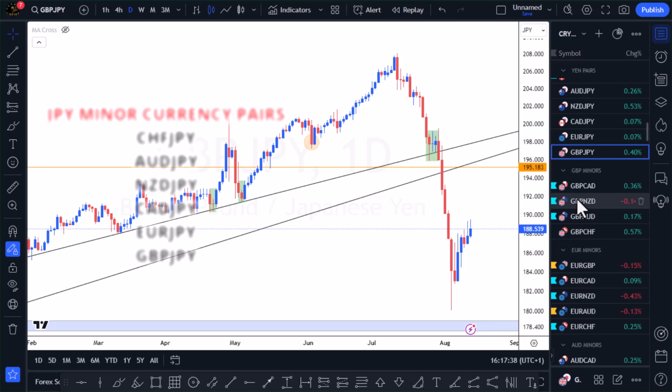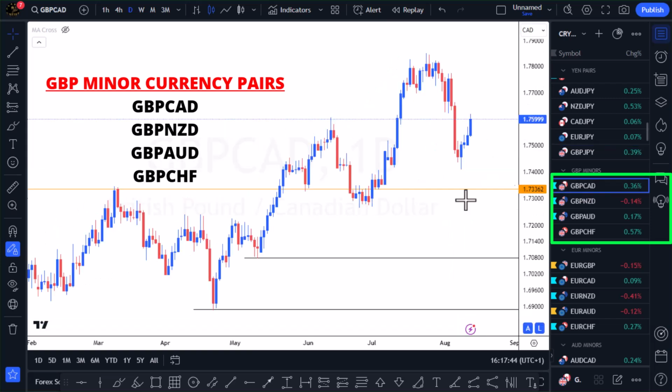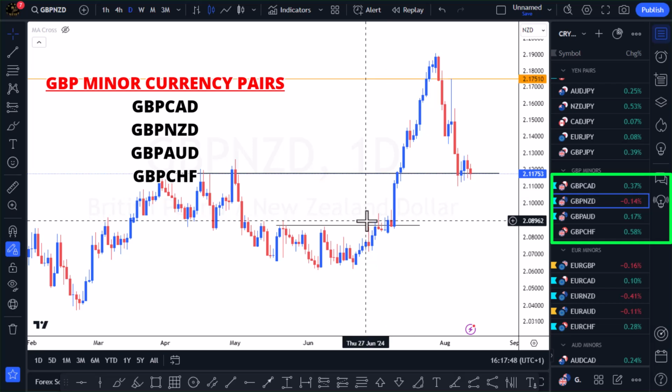Now, we also have the British pound sterling minor currency pairs. We have the British pound paired against the Canadian dollar. This is the price chart. We have the British pound sterling paired against the New Zealand dollar. This is the price chart.